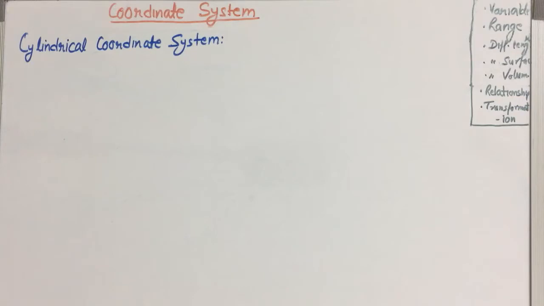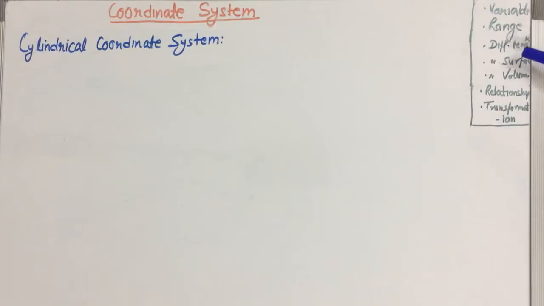At the last turn, we discussed the Cartesian coordinate system, in which we discussed variables, the range of their variables, and differential length, differential surface, and differential volumes. And we came to know that these are nothing but, if you make a small displacement in a closed system, the volume enclosed will be the differential volume, the surface enclosed will be the differential surface, and the length moved is the differential length.